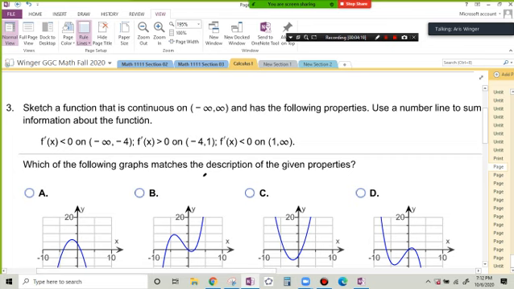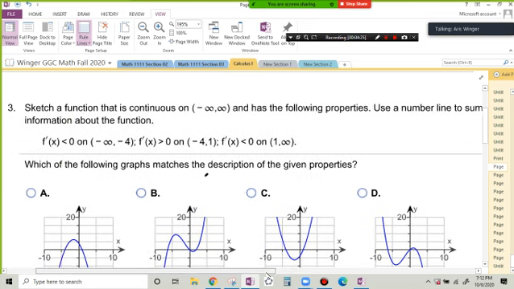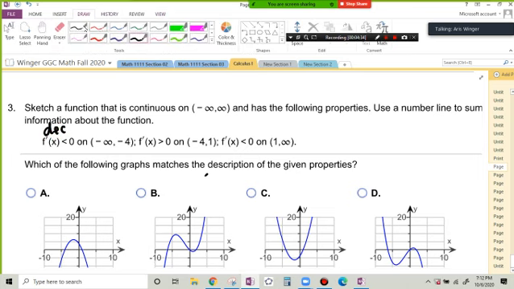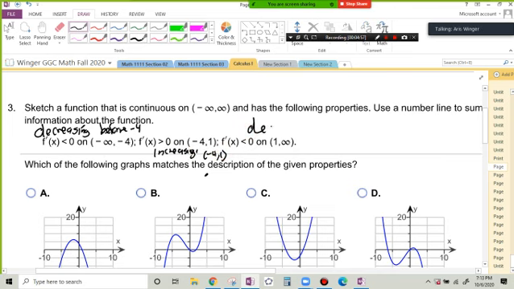All right. Sketch a function that's continuous, so no breaks or jumps, and has the following properties. Use a number line to summarize information about the function. All right, it's decreasing. Let me use a thinner marker here, because I've zoomed in, the marker looks thicker than what I want it to. So it's decreasing before -4. It then starts increasing. We're just translating from -4 to 1, and then it starts decreasing again after 1.